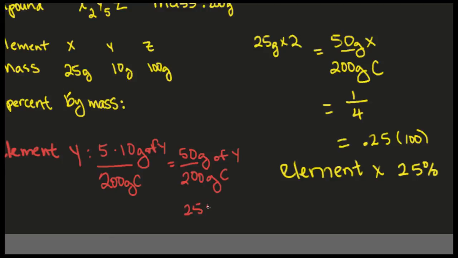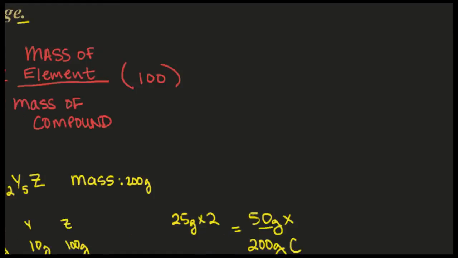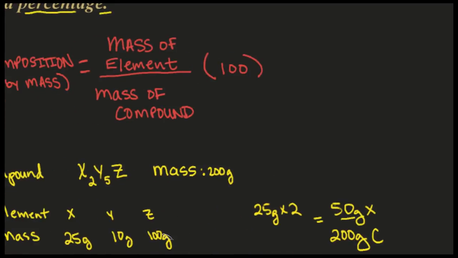In this case, though, it's going to be of Y. So that means that 25% of that compound, X2Y5Z, is made up of just Y. And then if we were to do Z, you should be able to just look at that. Z is 100 grams. The whole thing is 200, so it would be 50%.